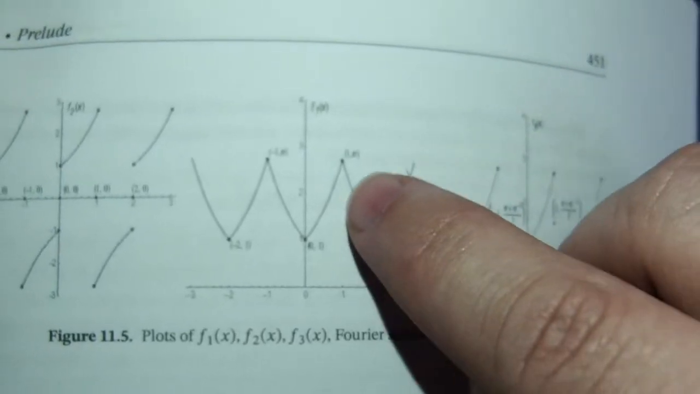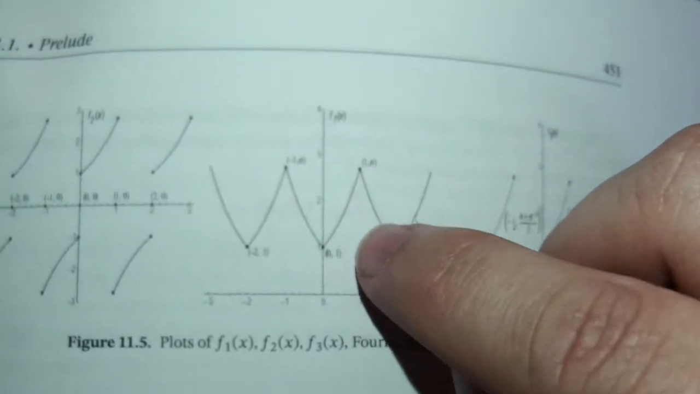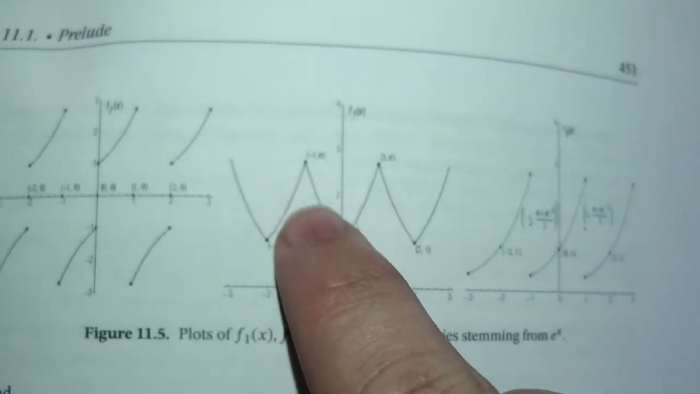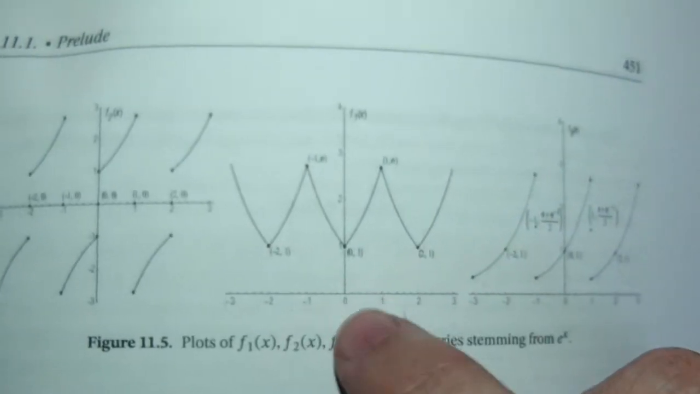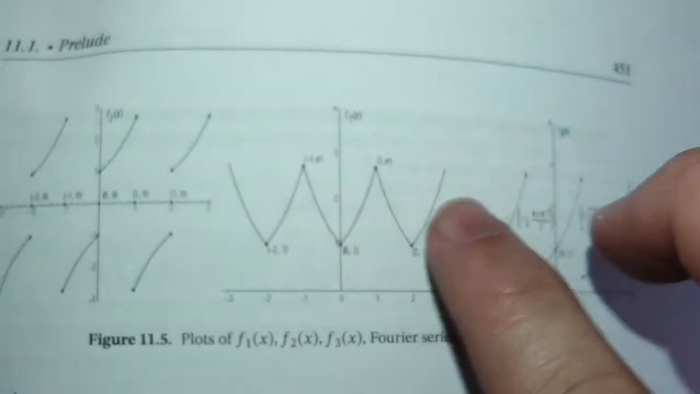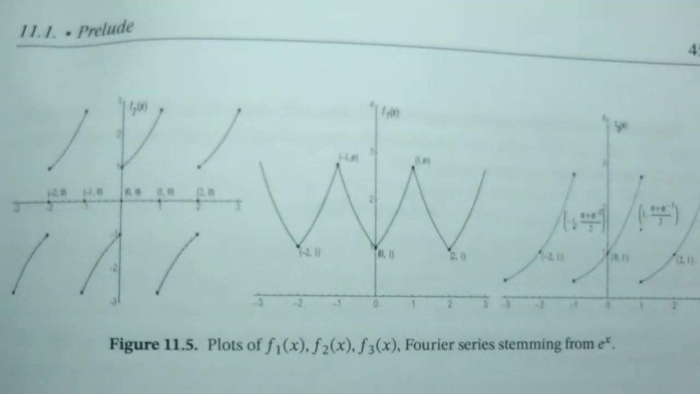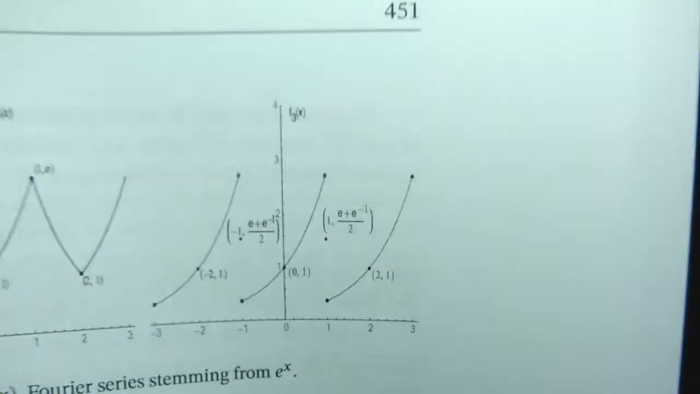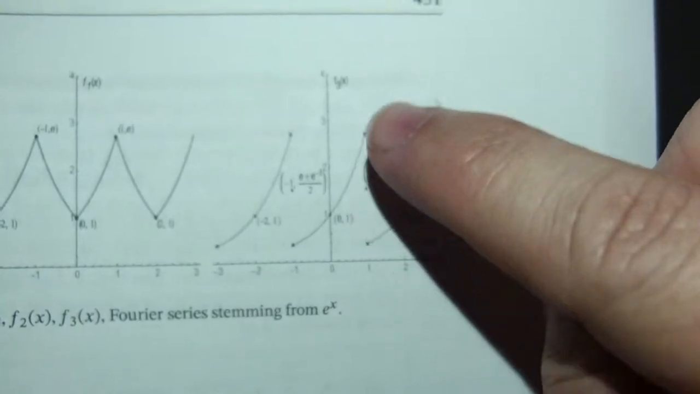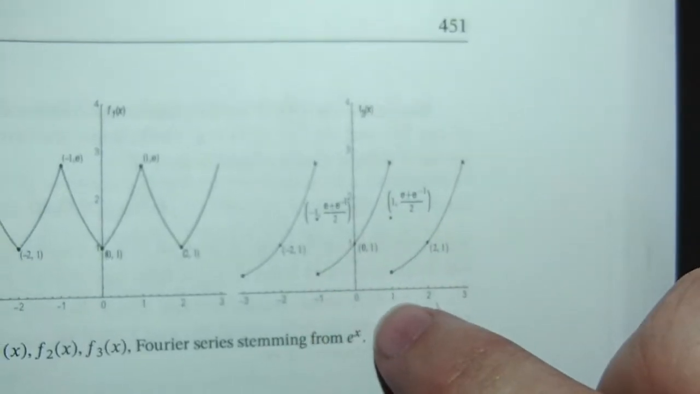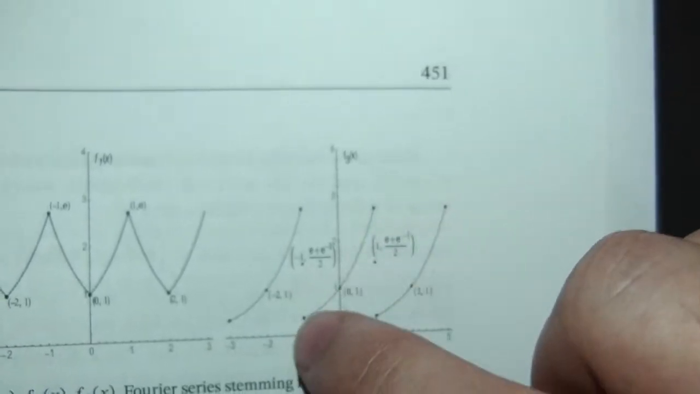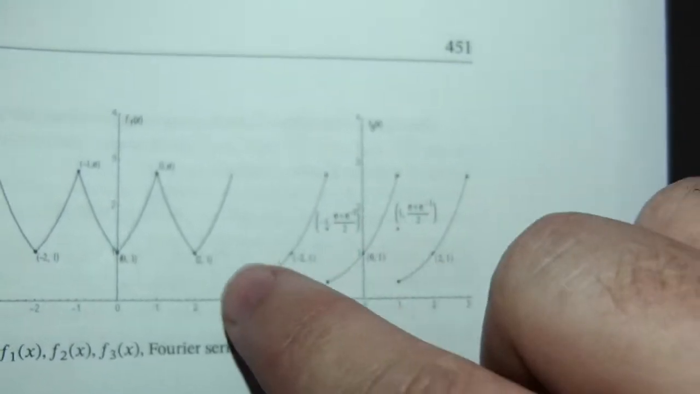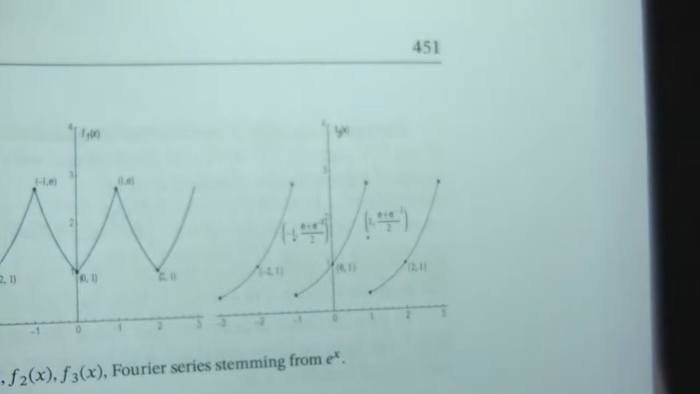The Fourier cosine series took this piece of e to the x from 0 to 1, did its even extension, okay, from minus 1 to 0, and then copied that piece. And then here, the full Fourier series, remember this is now for e to the x defined on minus 1 to 1. So here's my original piece. And then that has been periodically extended in this way by just copying that piece over and over again.